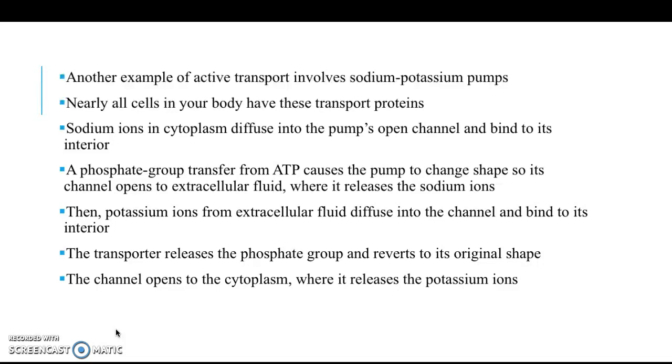Sodium ions in cytoplasm diffuse into the pump's open channel and bind to its interior. A phosphate group transfer from ATP causes the pump to change shape so its channel opens to extracellular fluid, where it releases the sodium ions. Then, potassium ions from extracellular fluid diffuse into the channel and bind to its interior. The transporter releases the phosphate group and reverts to its original shape. The channel opens to the cytoplasm, where it releases the potassium ions.